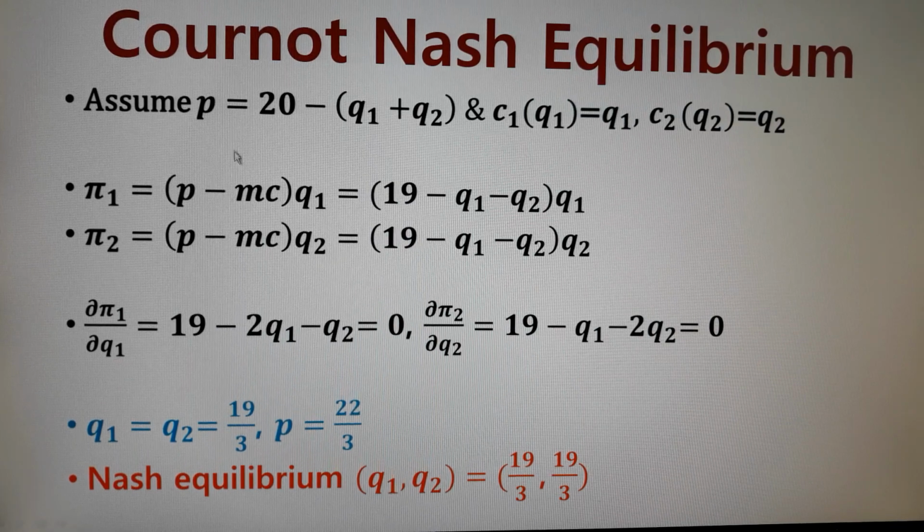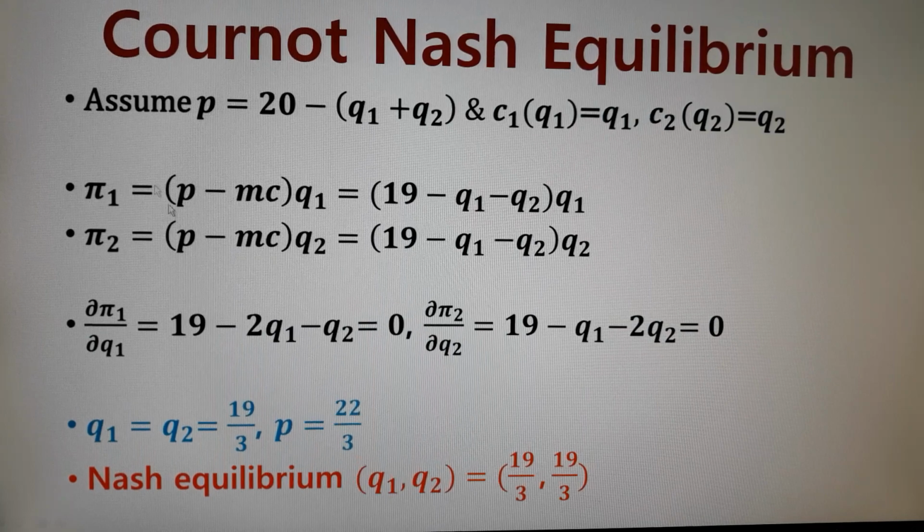Cournot Nash equilibrium. Okay, let's analyze the Cournot case first. Assume that the price is 20 minus (Q1 plus Q2). This used to be Q, but now it's combined Q. We assume the same cost curve as the monopoly company, but now there are two. C1(Q1) is Q1, C2(Q2) is Q2. The marginal cost, by the way, is constant at 1.